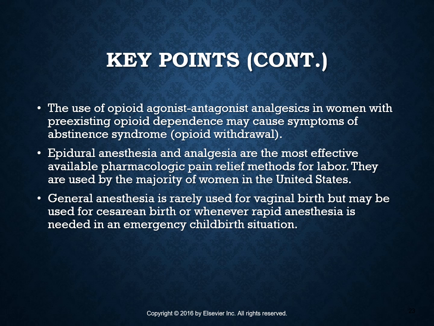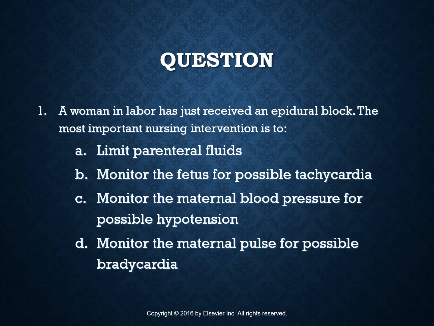Epidural anesthesia and analgesia are the most effective available pharmacologic pain relief methods for labor. They are used in the majority of women in the United States. General anesthesia is rarely used for vaginal birth. I mean, we don't ever use it for that, honestly, but it is used for cesarean birth whenever rapid anesthesia is needed for an emergency childbirth situation.